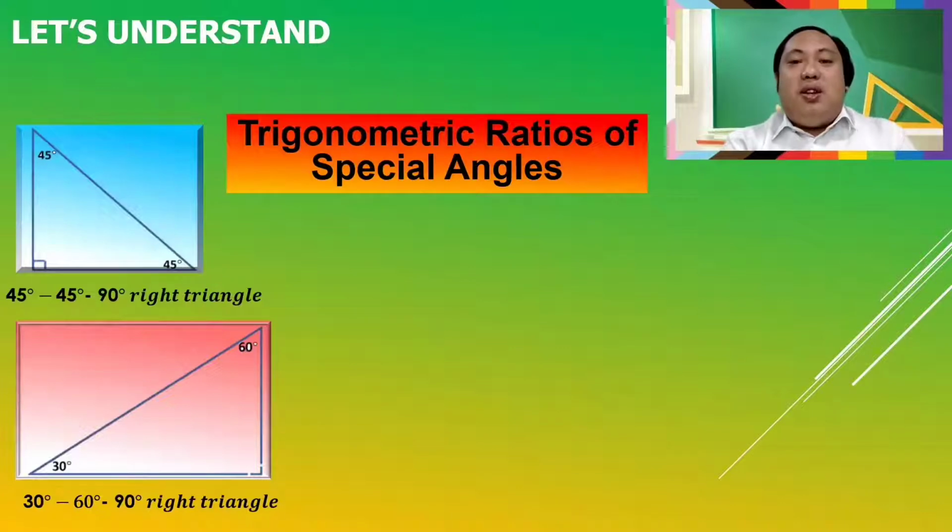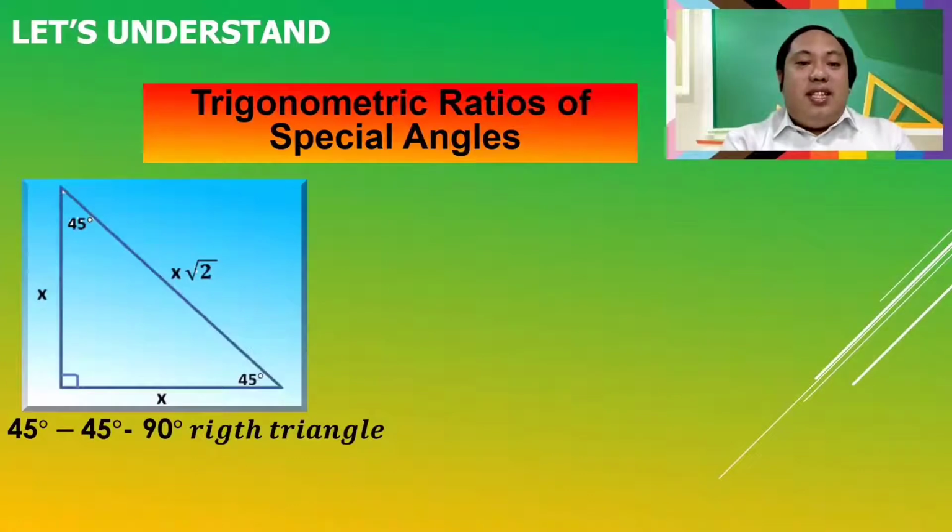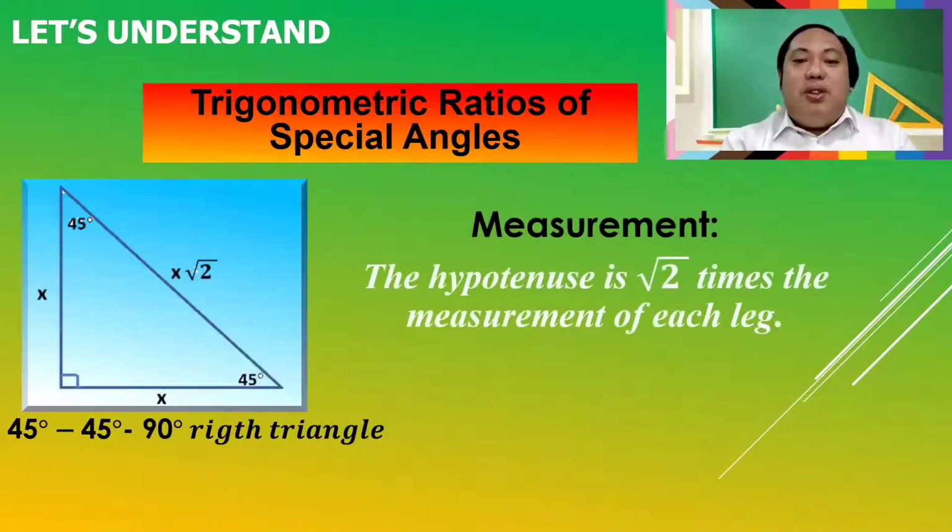So let's have the trigonometric ratios of special angles. Trigonometric ratios of special angles are ratios of trigonometric functions of the 45-45-90 and 30-60-90 special right triangles. So let's have the 45-45-90 right triangle. Let's have the measurement. The hypotenuse is square root of 2 times the measurement of each leg. So our leg is x, therefore we have the hypotenuse as x square root of 2.